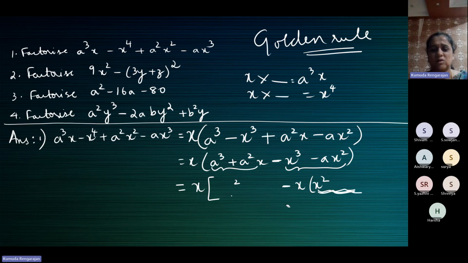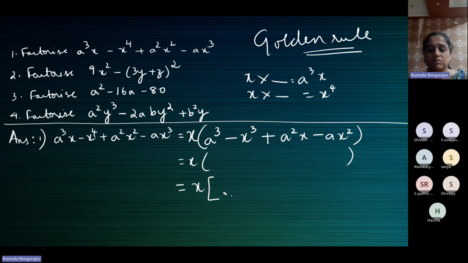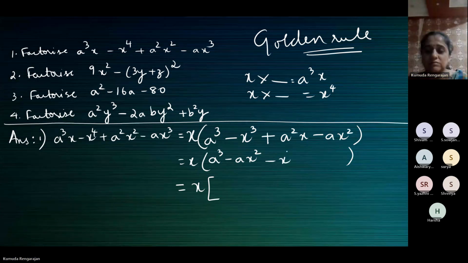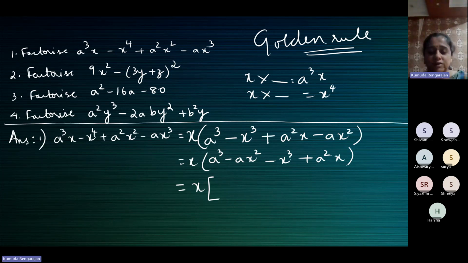So go back. You can just strike it out. I'm erasing it here. Now try to group a cubed and the last term, children, minus ax square. And then these two terms. So we have written the first term as it is, and the fourth term, minus ax square, and then the second term, minus x cubed, and the third term, plus a square x.